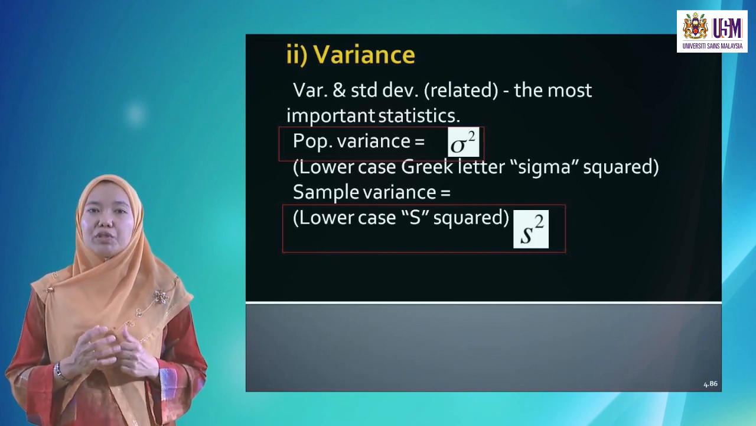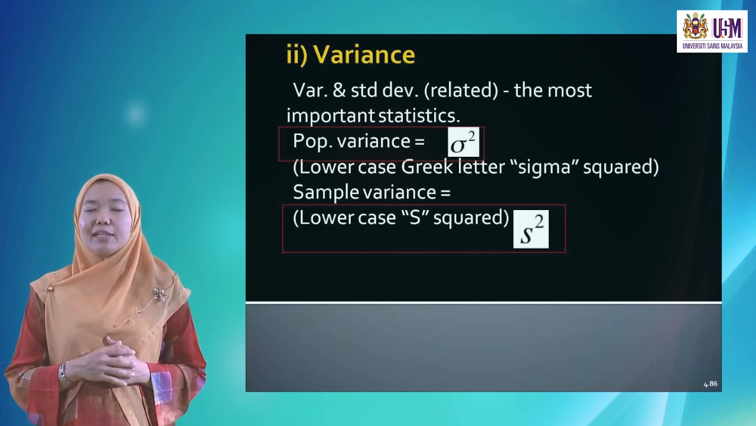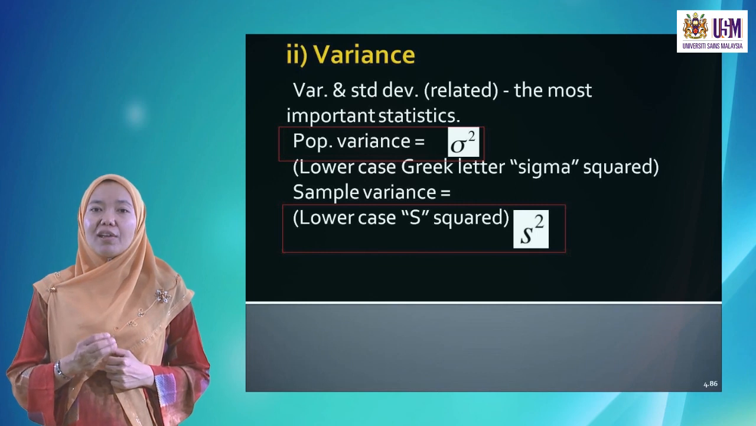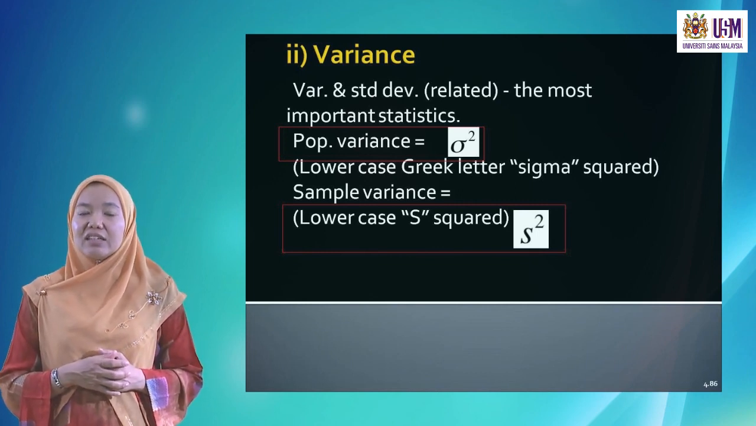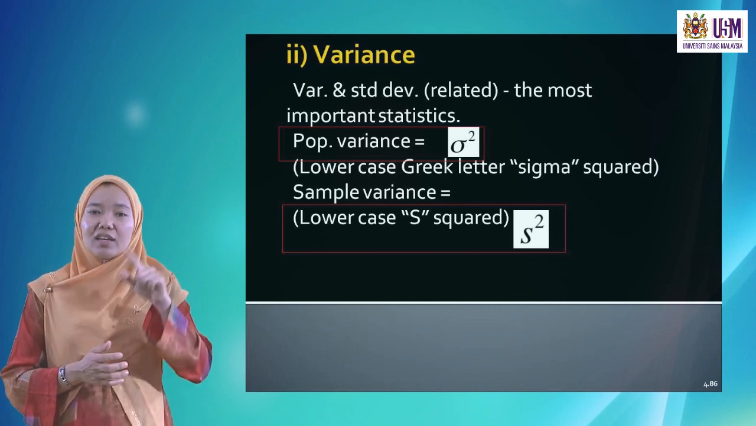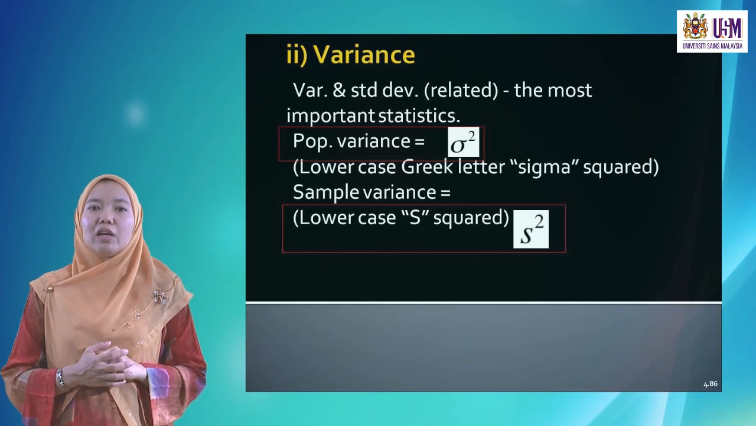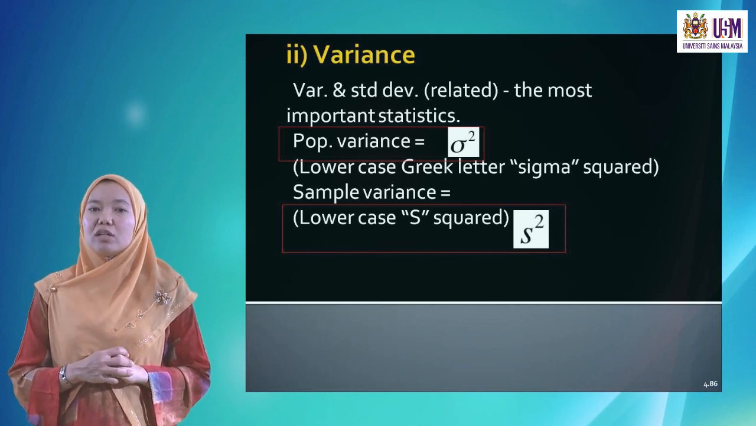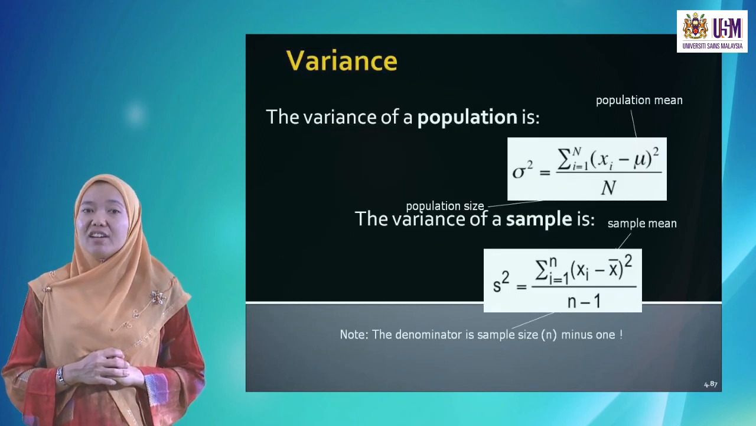So this is the most important statistic other than mean that you need to know. For population, variance is what we call sigma square. Okay, it's a lowercase Greek letter. We call that sigma. It's like an O with a head or something. Square. While for sample variance, we use the lowercase s square. How do you calculate variance?